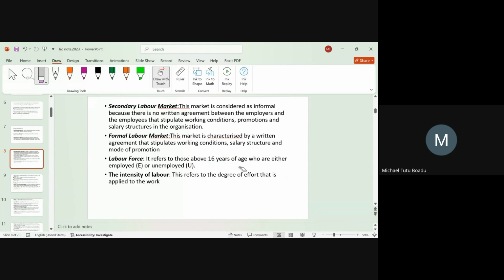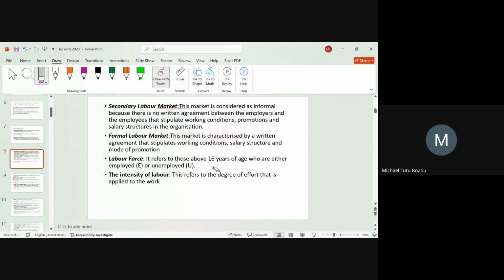So about 16 years of age, this will be the international one. But for the case of Ghana, you should be 18 years and above. You should be fit. You should also be willing to work. If you are in this category, then you are part of the labor force.